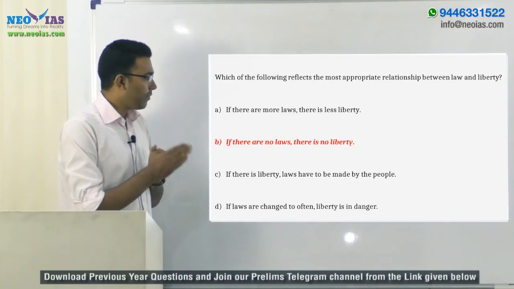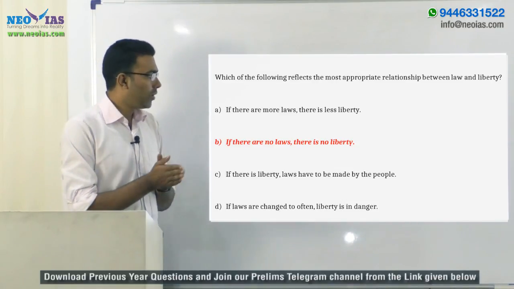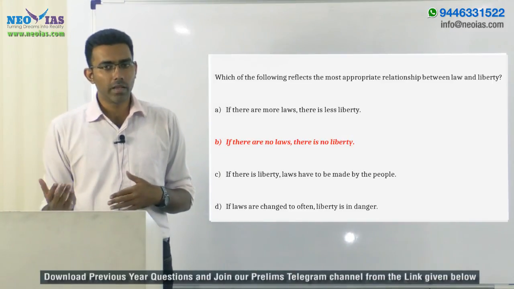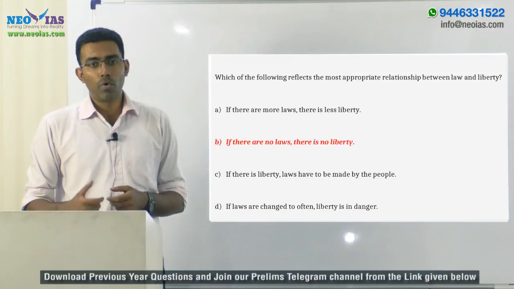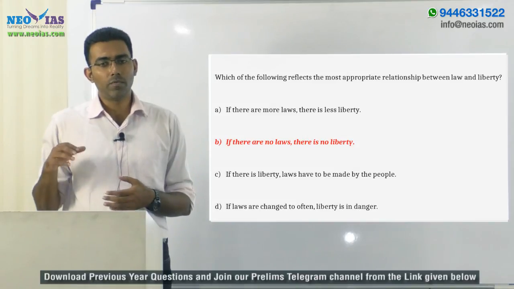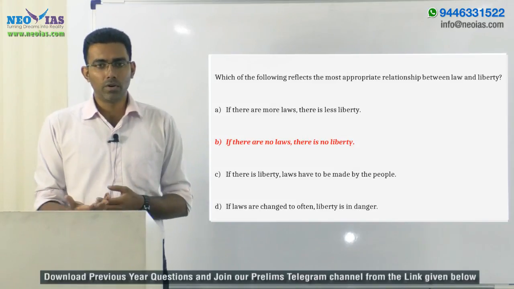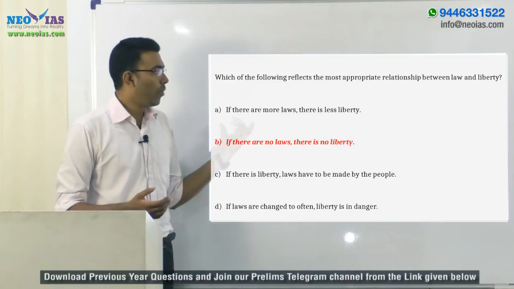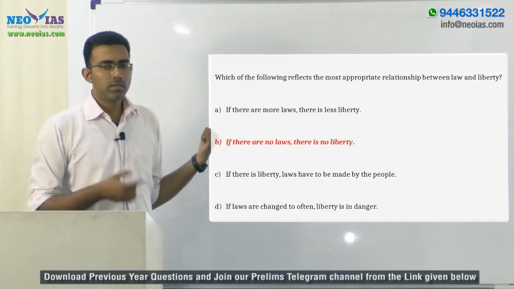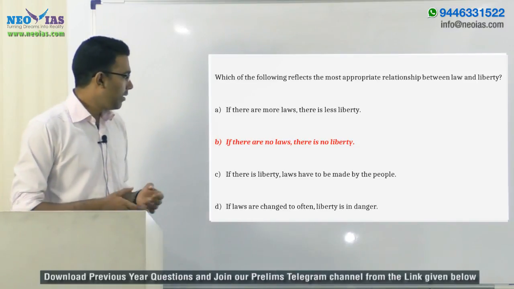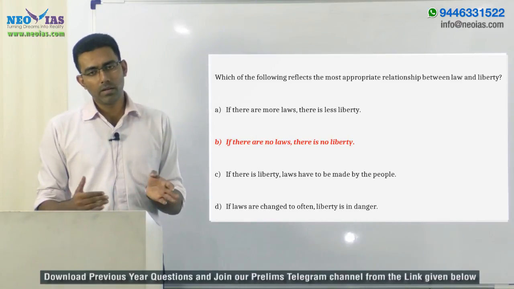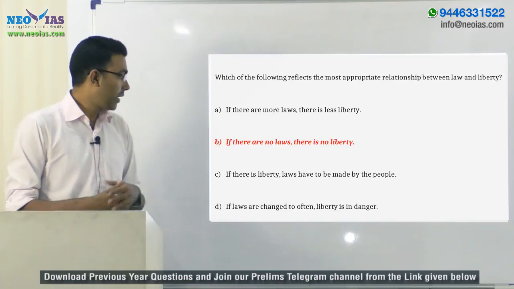So here, let's take one by one. A, if there are more laws, there is less liberty. Can you say that? No, this is not the case. There may be more clarity brought in through various laws, which may restrain the activities of the executive. So if there is more law, it necessarily will not result in less liberty. So that means that A can be eliminated. Now B, if there are no laws, there is no liberty. This you don't know. If you don't know, then just skip to the next statement.